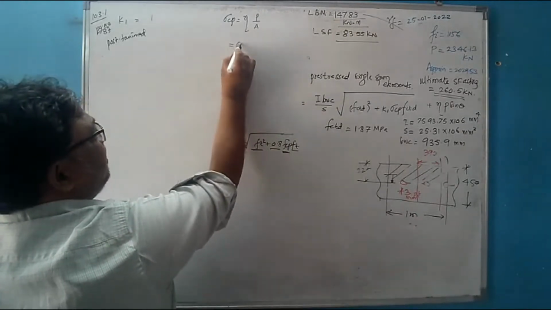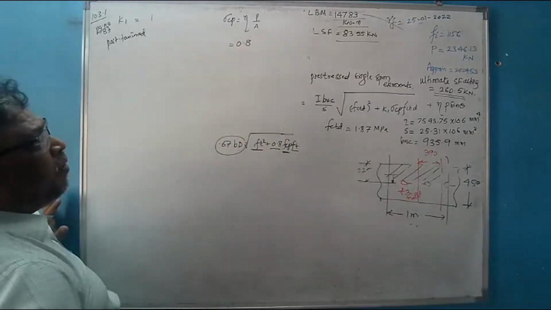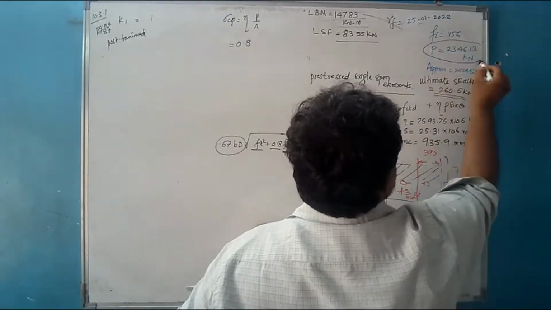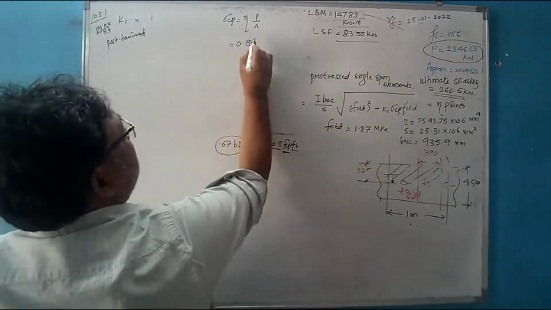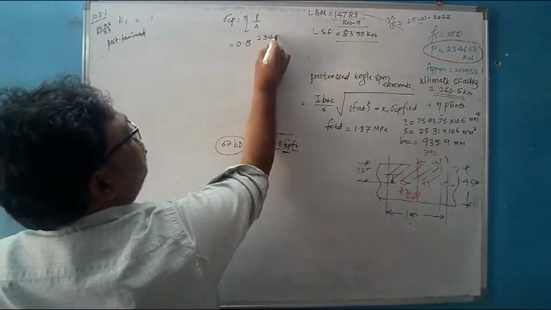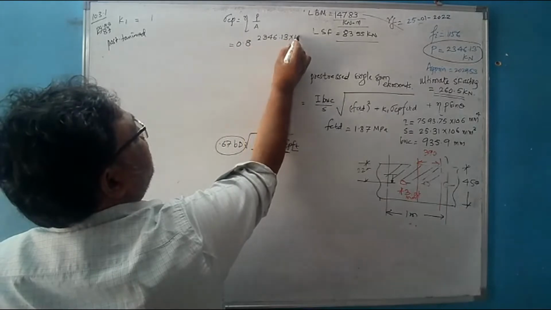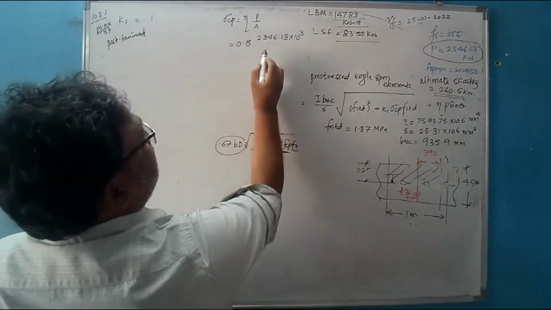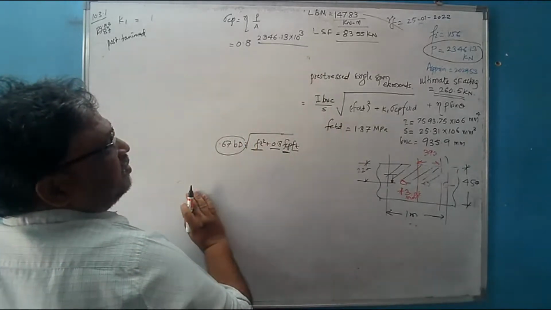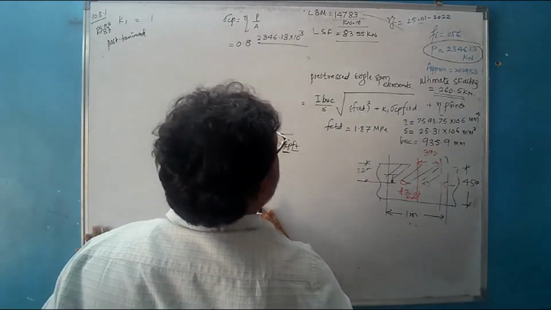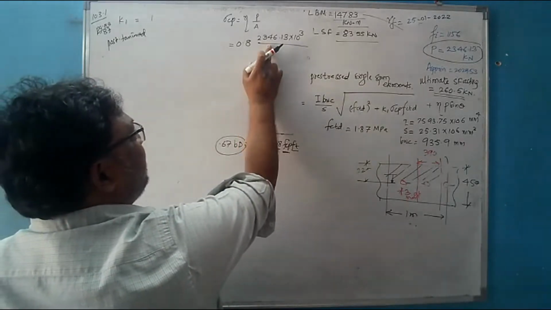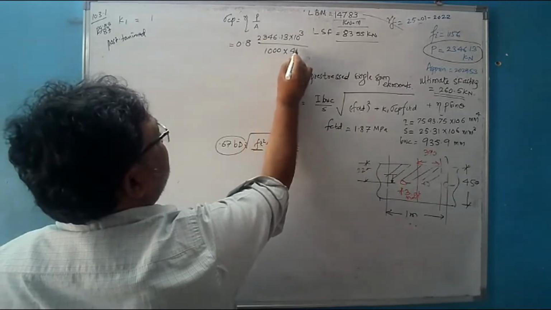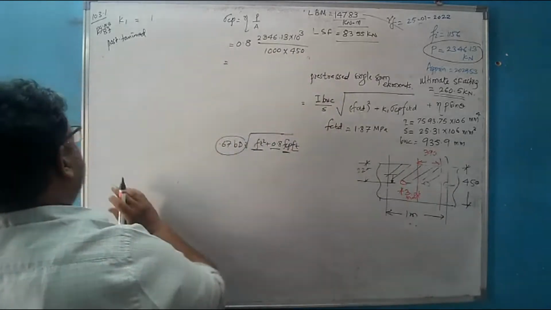How much was the loss factor considered? 0.8. And how much was the total pre-stressing force provided for 1 meter width? Is it this? 2346.13 into 10 raised to power 3. This was the provided. Is it right? Divided by the area, which is 1000 multiplied by the depth 450. So get the value of sigma cp.